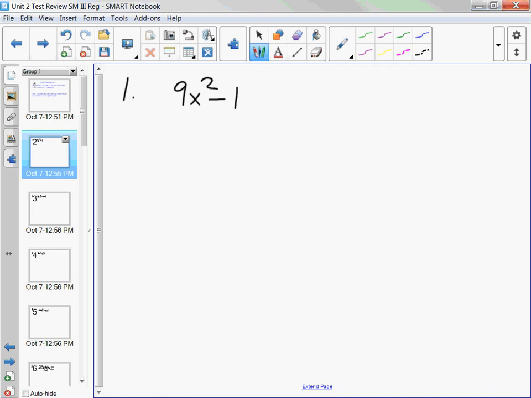So on this one right here, number 1, it says factor each expression. So problems 1 through 4 are a review of what we did last unit, and so there will be 2 problems from last unit on this test. Now if you remember right, this is a special type of factoring.